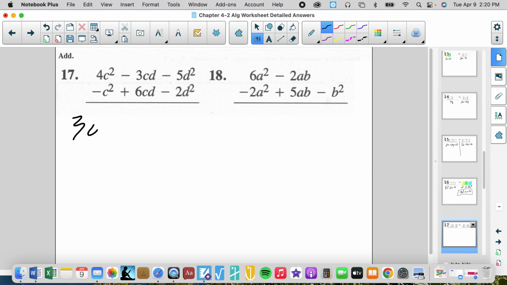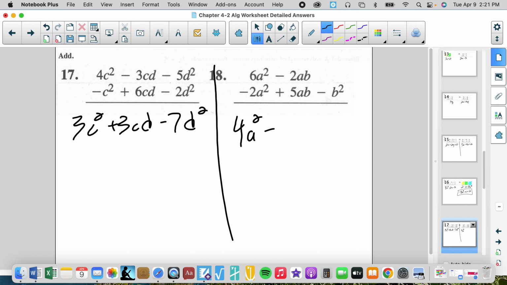That's going to be 3c squared plus 3cd minus 7d squared. That's standard form. C squared before c, and d squared. This c is always going to come before any d. Even though it has a d after it, it's always based upon our first variable in the term. That's 4a squared plus 3ab minus b squared.